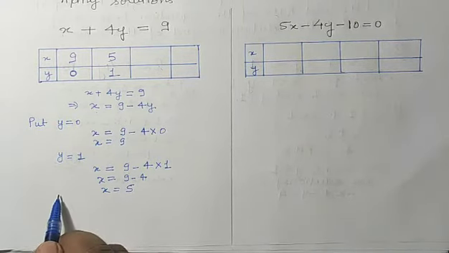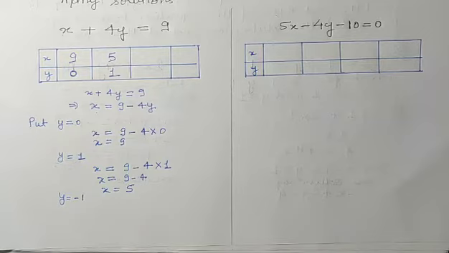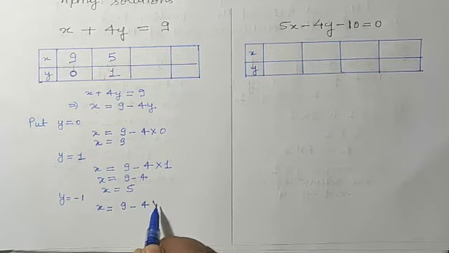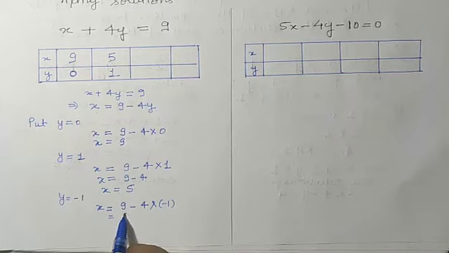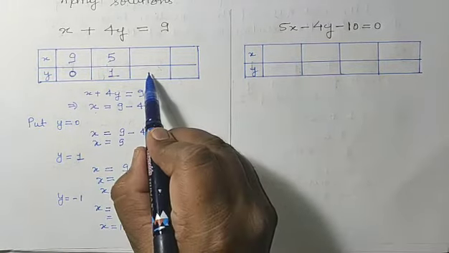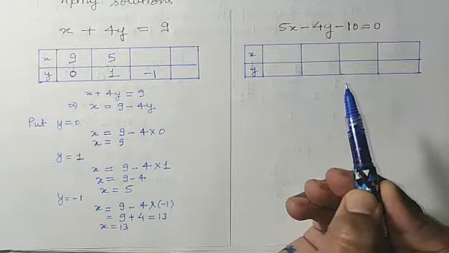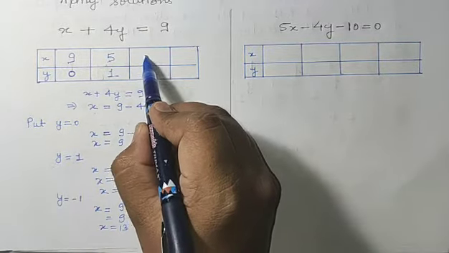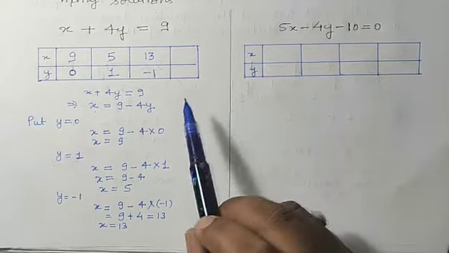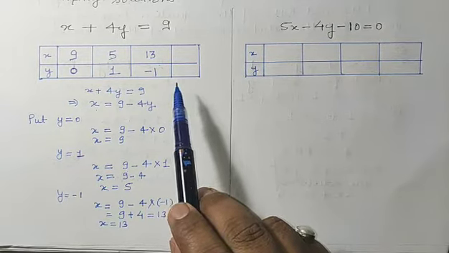If we put y is equal to minus 1, then students, x is equal to 9 minus 4 into minus 1. So it will be 9 minus 4 into minus 1, that will be plus 4, and here it is 13, means x is equal to 13. That if we take y is equal to minus 1, then we get the value of x as 13. Okay students, so here I have found 3 solutions.